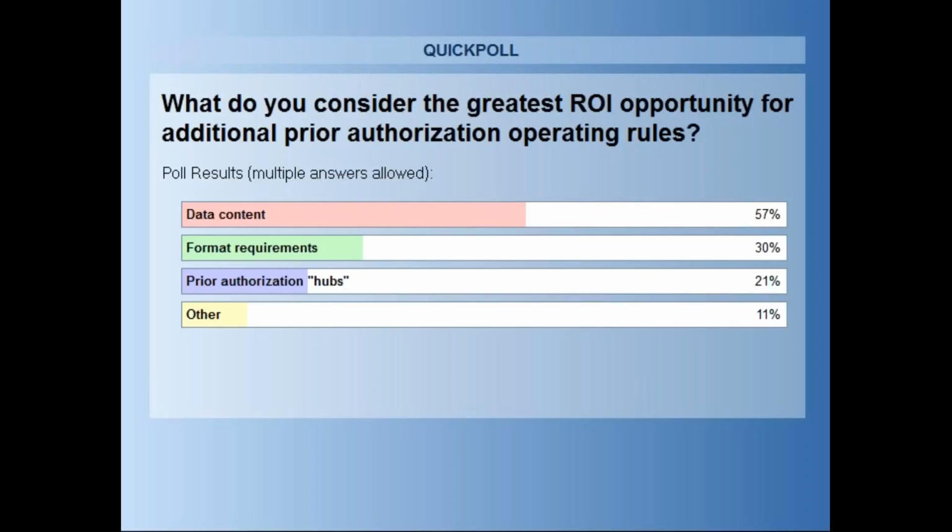I see that 57% say data content, and then 30% say format requirements, followed by 21% prior authorization hubs, and then 11% say other. Erin, what do you make of these results?